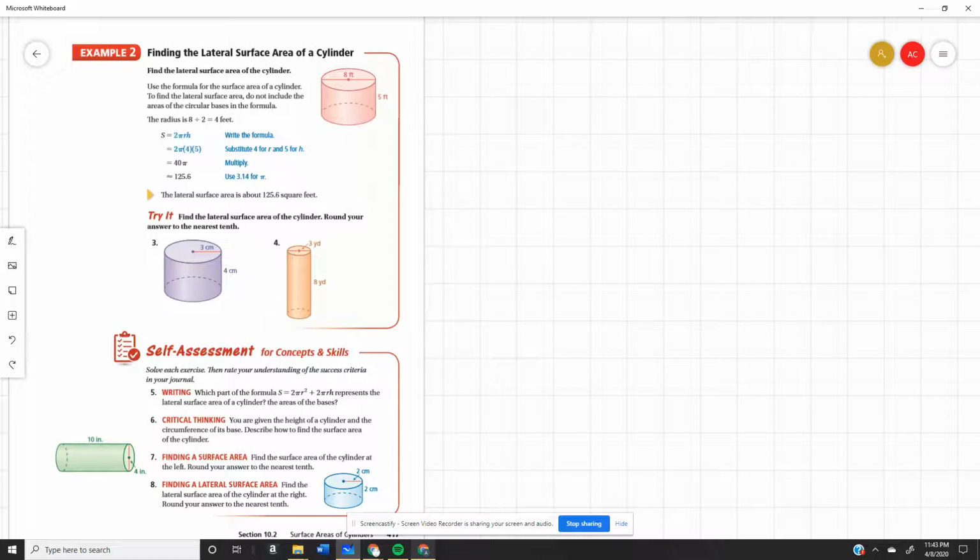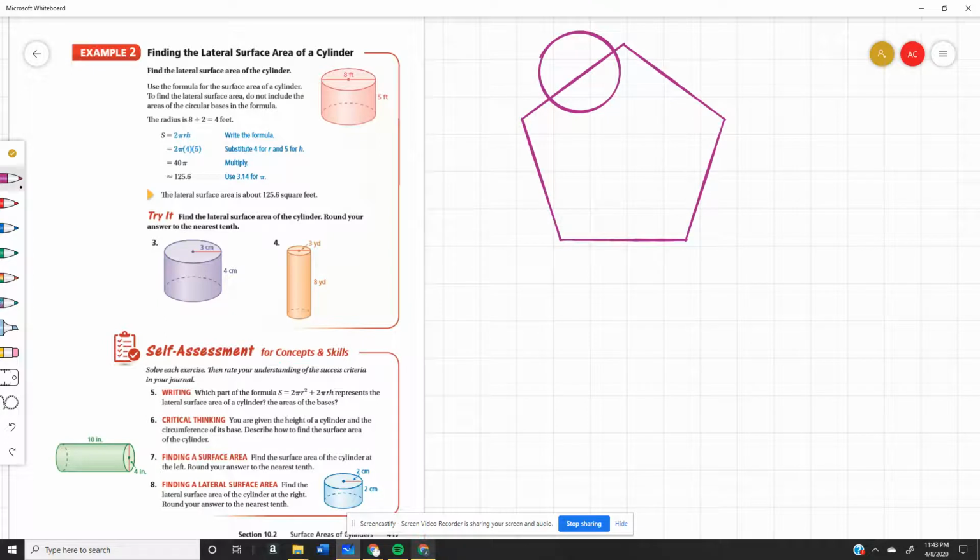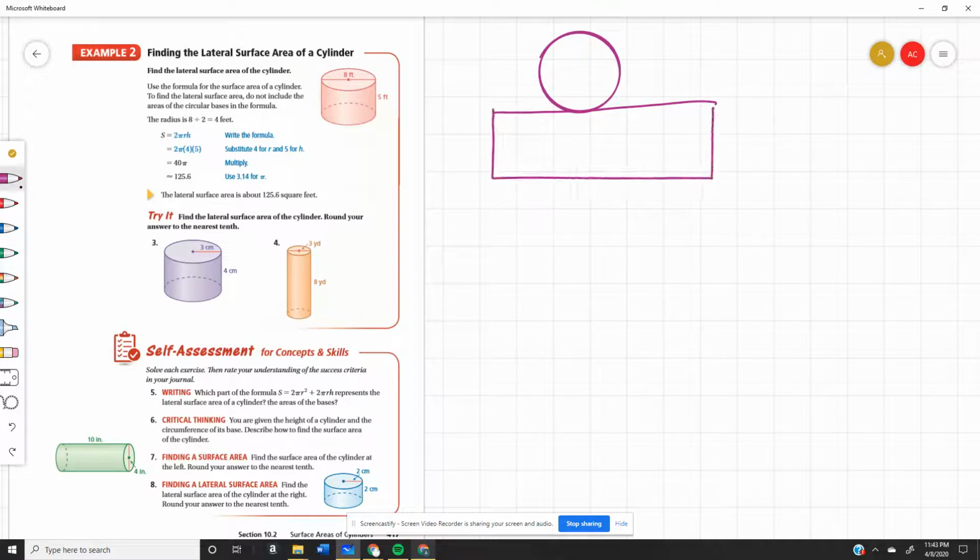All right, finding the lateral surface area of a cylinder. To find the lateral surface area, we're going to use the formula for the surface area. And what we're not going to include is the bases, okay? So remember, when we're finding the lateral surface area, if we have our net here, these two circles right here are my bases.